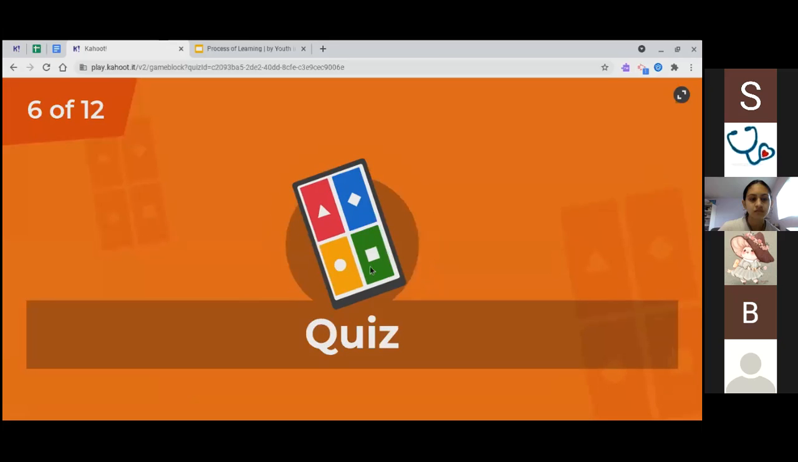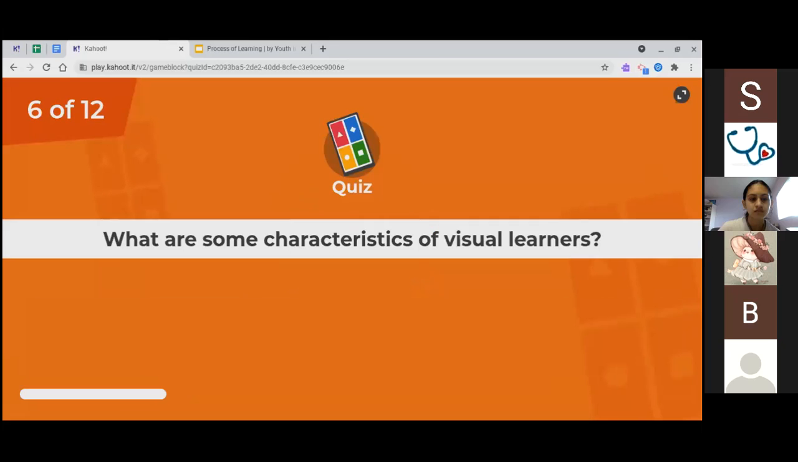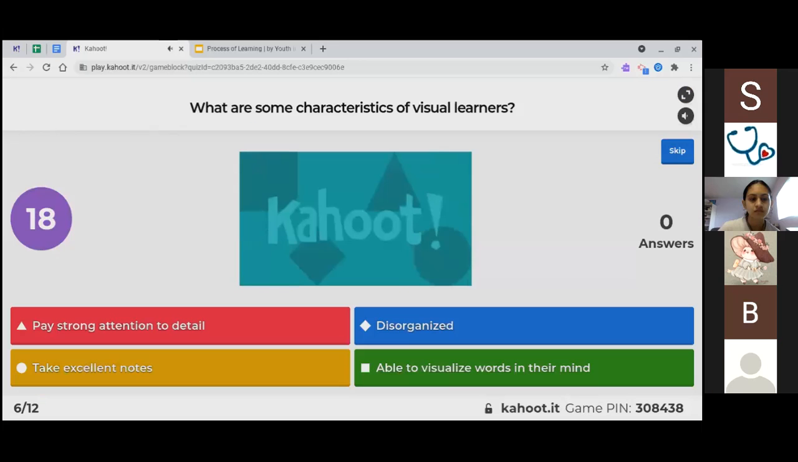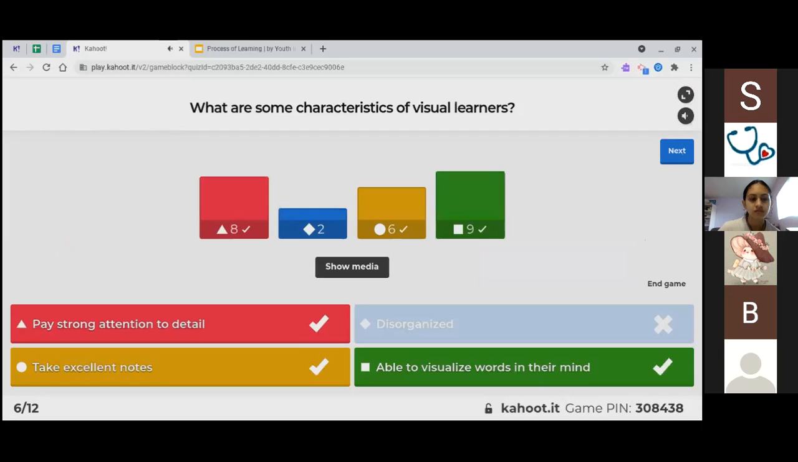Our next question, there are multiple correct answers. What are some characteristics of visual learners? They pay strong attention to detail, they take excellent notes, they're disorganized, or they're able to visualize words in their mind. You can choose more than one answer. All of the options are correct except for disorganized.